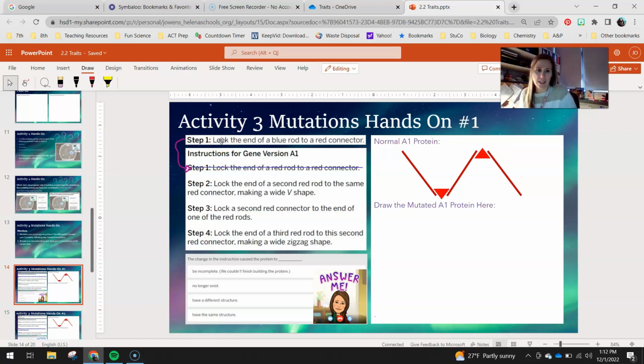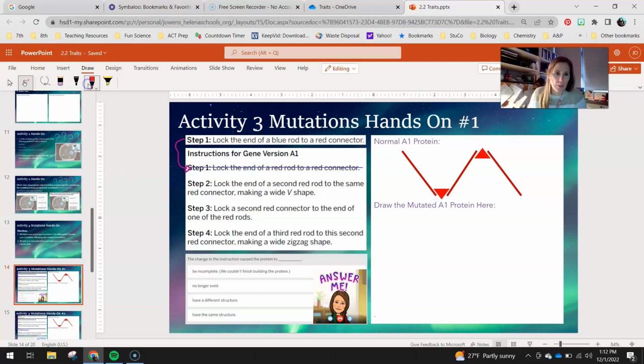So step 1 now says lock the end of a blue rod to a red connector. I would grab a blue rod and my red connector, and then carry on like normal. Step 2: lock the end of a second red rod to the same red connector, so I grab a red rod there. Step 3: lock a second red connector. And step 4: lock the end of a third red rod, which I would do right here. So this would be my final protein. I'll pull that back so you can see it.